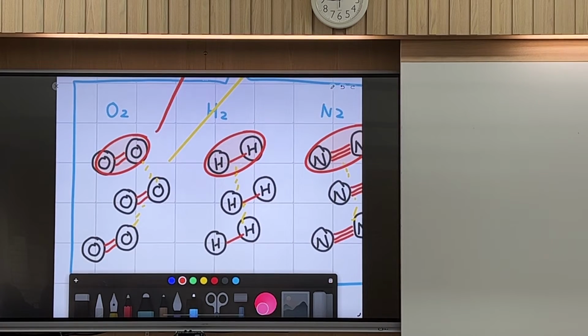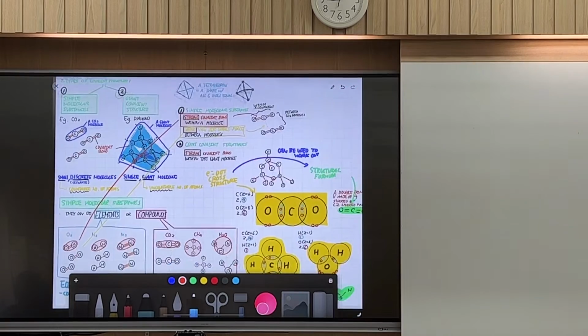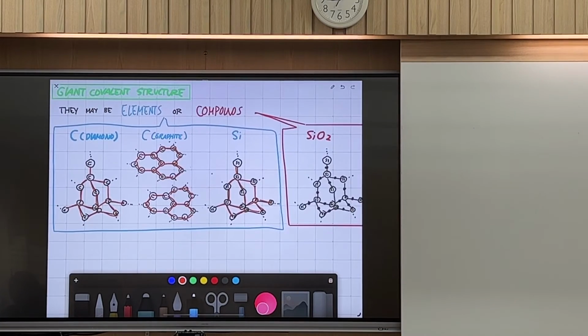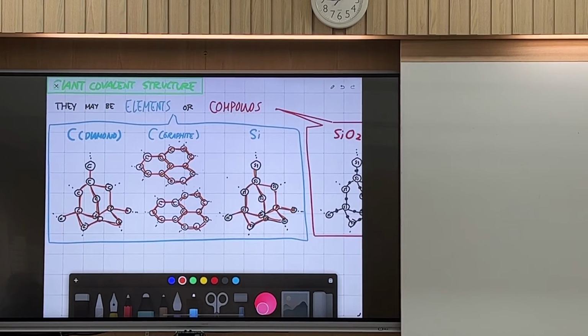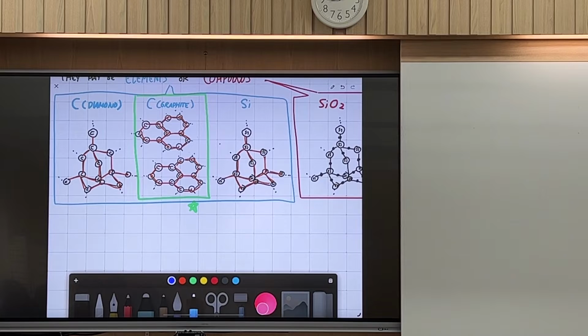You see yellow weak forces in here, right? Called the van der Waals force. But do you see any in here? No. Well, except graphite. Graphite is a very, very special case. Can you put a box around it and write down the description below. Note.